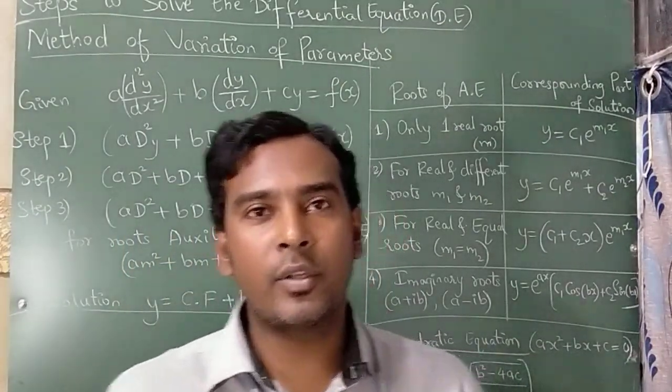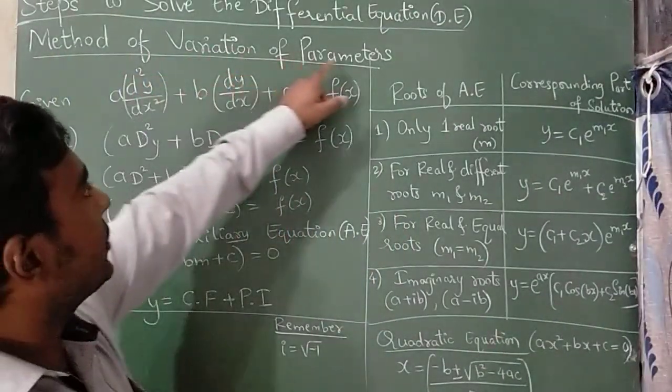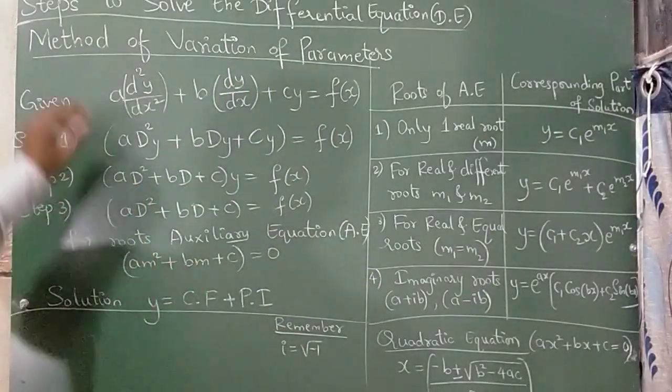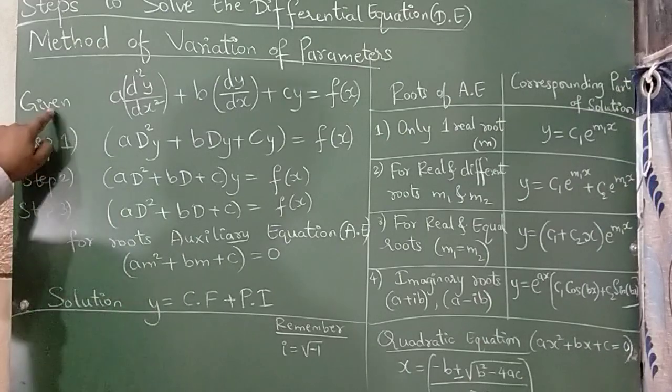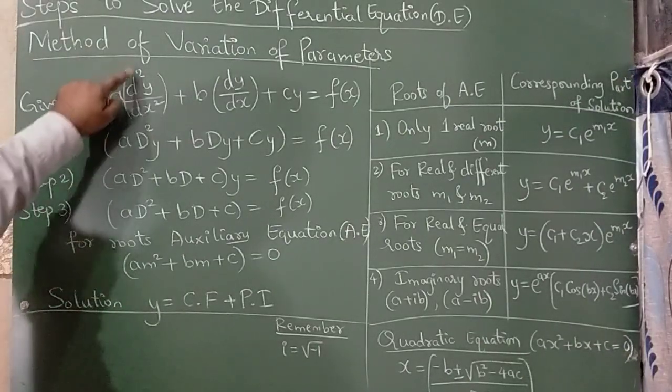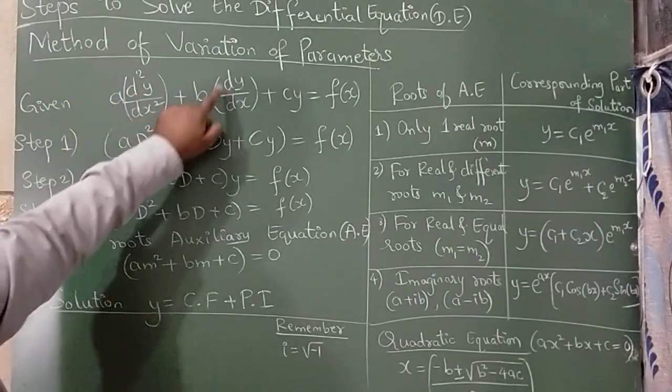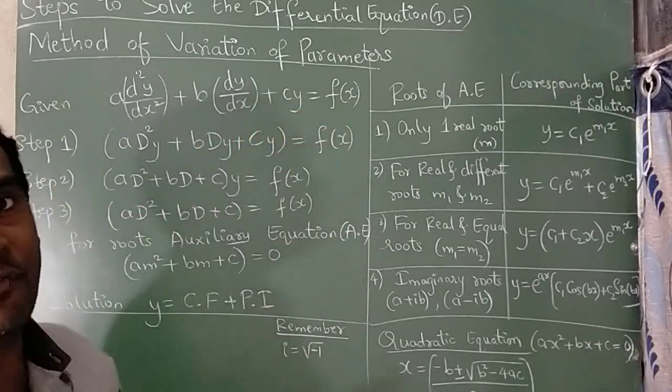So today I am going to explain the method of variation of parameters. You need to follow a few steps to solve the differential equation. Now, the given equation will be in the form a d square y upon dx square plus b dy by dx plus cy is equal to f of x.